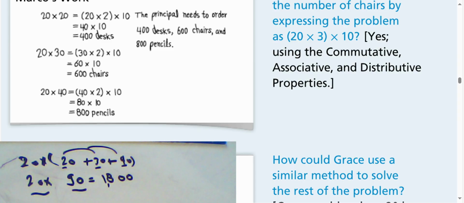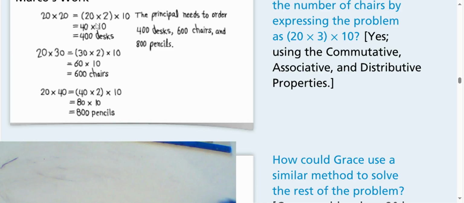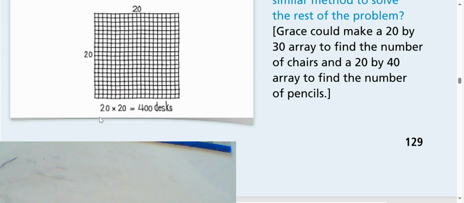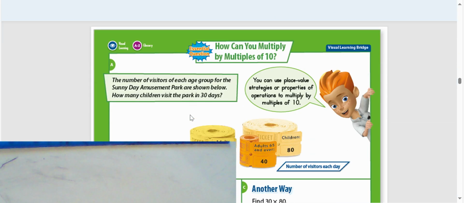Okay, you can use this method to find the total, or you can write the first step like this: 20 times 20 equals 400 desks, and 20 times 30 equals 600 chairs, 20 times 40 equals 800 pencils. Another way, you can use place value and this chart to find the result. 20 times 20 equals 400, the first and the second also by using this chart.